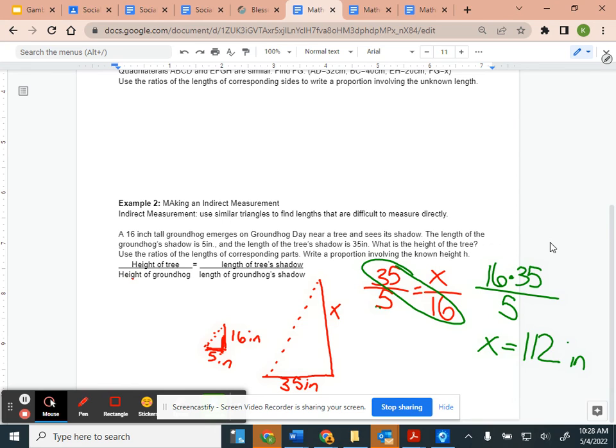What math did you do? Did you multiply, or did you add? Because 35 times 16 is not 48. Now divide it by 5. There you go. So 35 plus 16. I'm not sure how she got 48, to be honest. Somehow she did. It happens. So 16 times 35, you're multiplying those cross products, divide it by our other number.